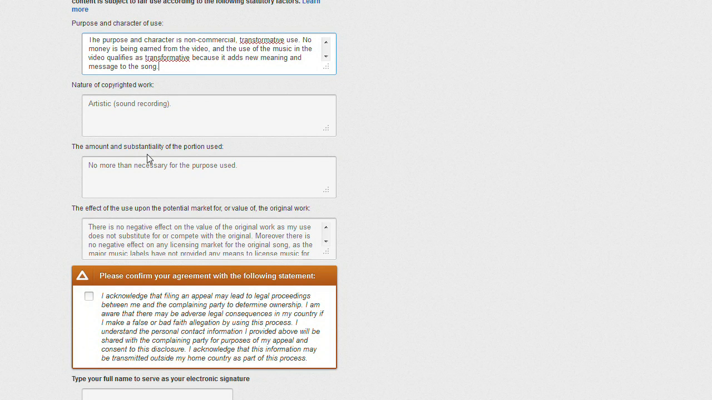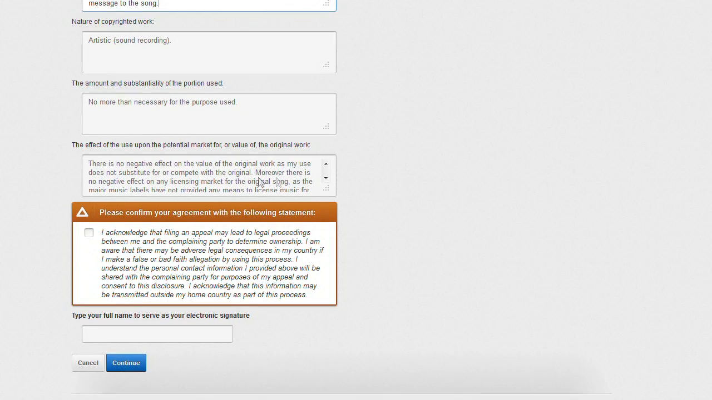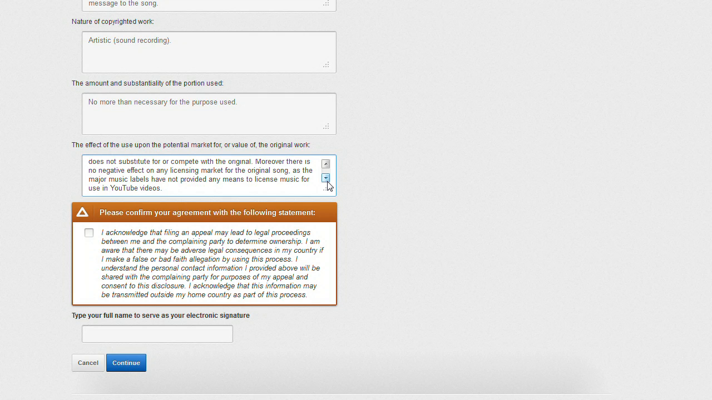The amount and substantiality of the portion used, I wrote that I used no more than necessary for the purpose used. And then as far as the effect of the use upon the potential market for or value of the original work, I wrote that there is no negative effect on the value of the original work, as my use does not substitute for or compete with the original. Moreover, there is no negative effect on any licensing market for the original song, as the major music labels have not provided any means to license music for use in YouTube videos.